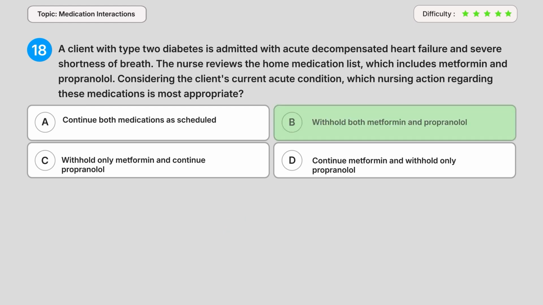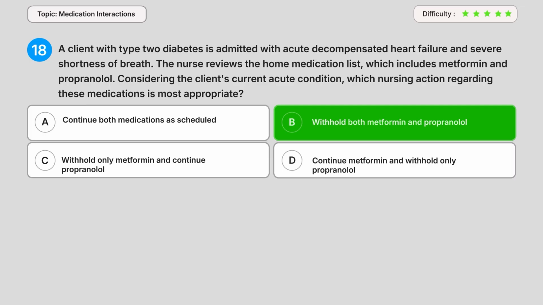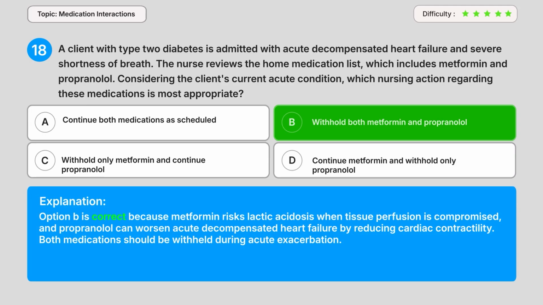Correct answer, B. Withhold both metformin and propranolol. Explanation. Option B is correct because metformin risks lactic acidosis when tissue perfusion is compromised, and propranolol can worsen acute decompensated heart failure by reducing cardiac contractility. Both medications should be withheld during acute exacerbation.